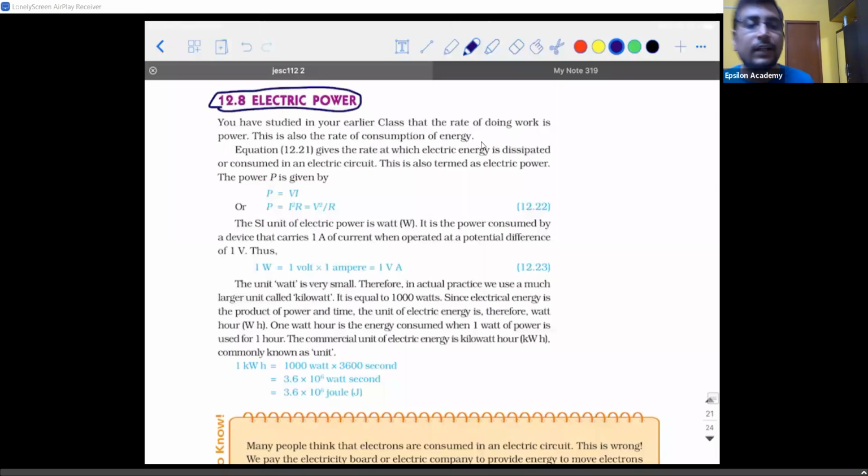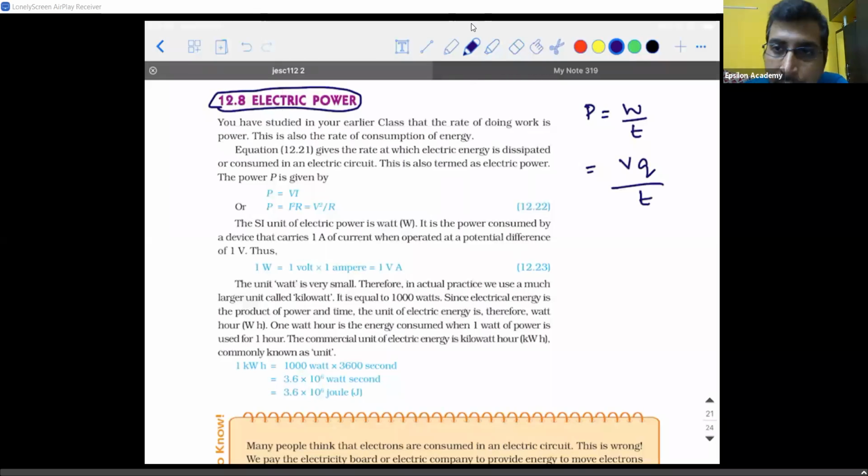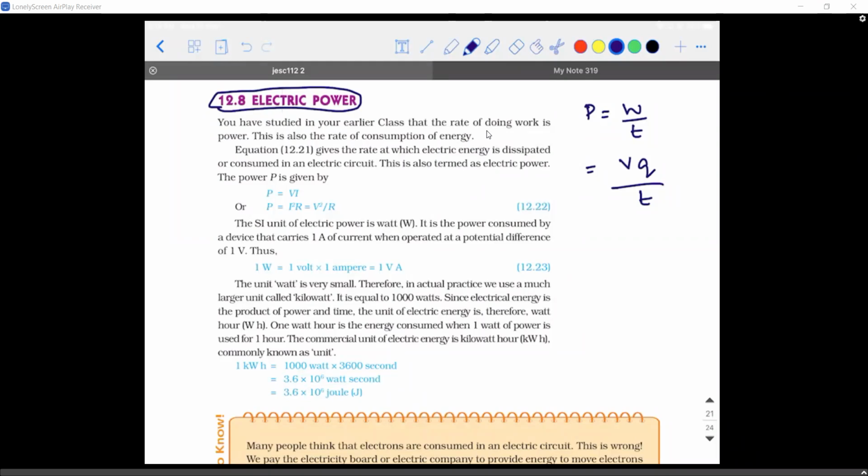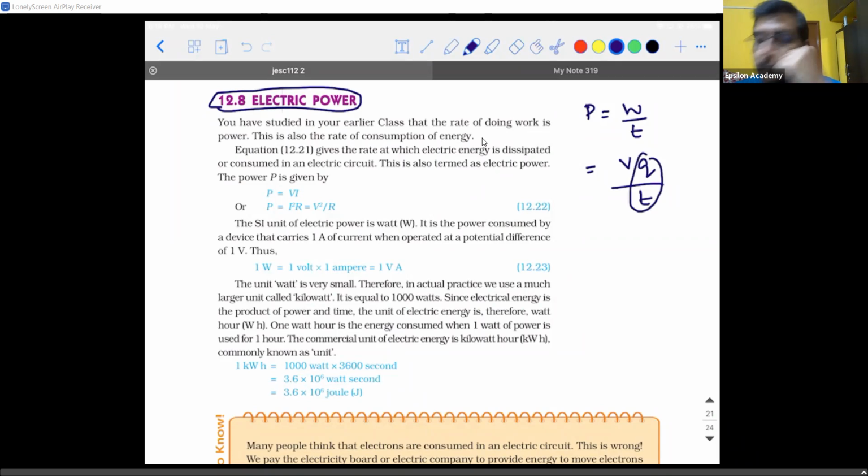So the topic is electric power. Please write it down. The concept of electric power is already discussed in the previous class itself. I told you, power is equal to work done by time. So what is work done? Work done is written as V into Q divided by T. This also we have seen. So what is this Q divided by T called? It is I. So V multiplied with I is what is going to give you the power.